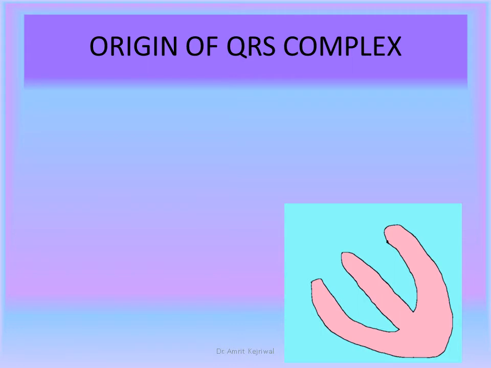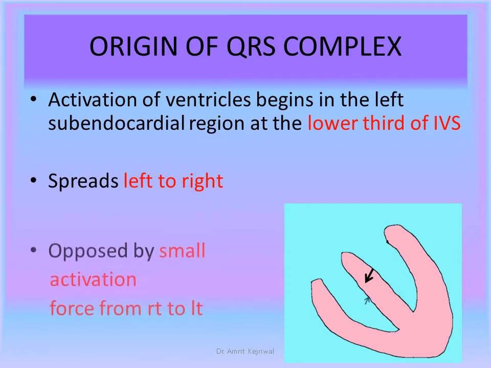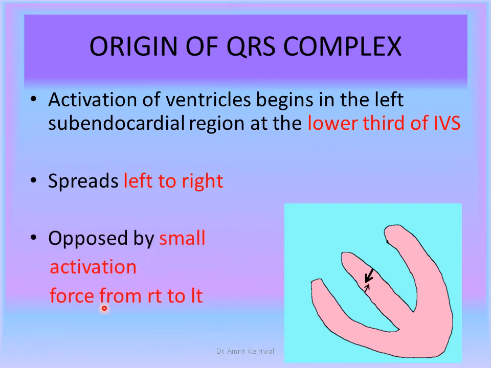Now coming to the origin of the QRS complex. Activation of the ventricle begins in the lower subendocardial region, the left third part of the interventricular septum. So you can see this small arrow. The depolarization begins over here at the interventricular septum. It spreads from left to right and it is opposed by a small activation from right to left. So the wave from left to right is more prominent than the wave from right to left.